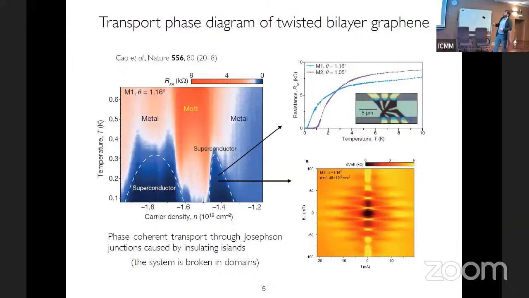So you have the typical characteristics here of resistance versus temperature. And it's very difficult to measure the Meissner effect in these 2D materials, but you have signatures of phase coherent transport manifested in this Fraunhofer-like pattern of interference. The color represents differential conductance. The x-axis is current. The y-axis is an out-of-plane magnetic field.